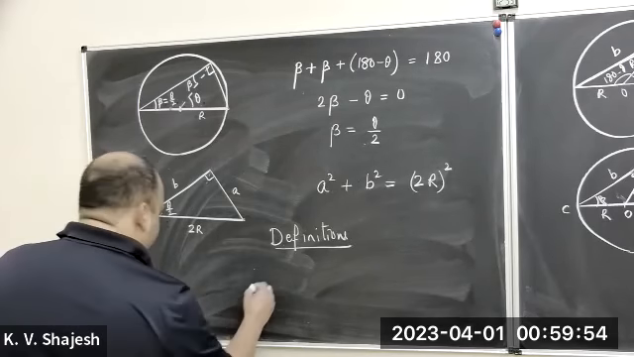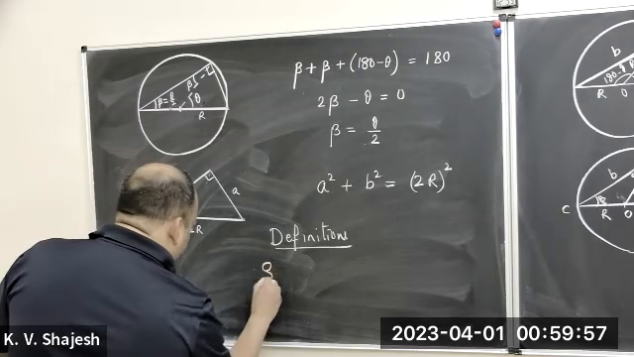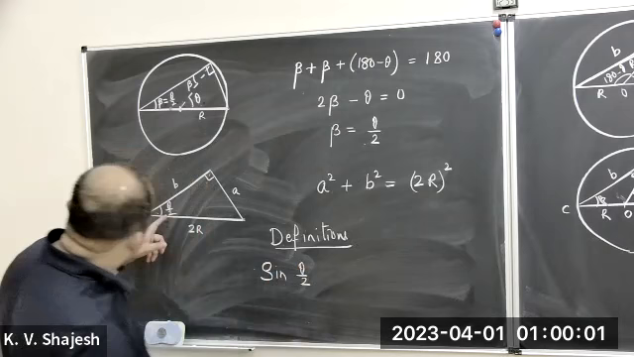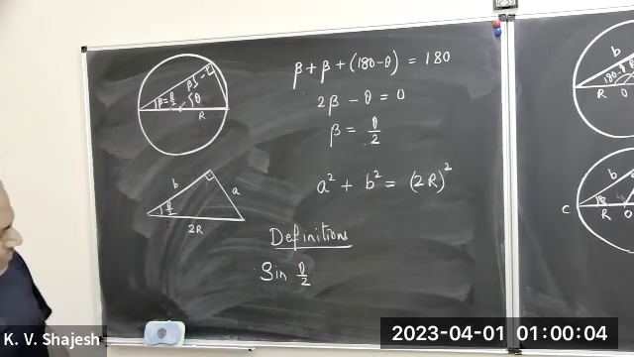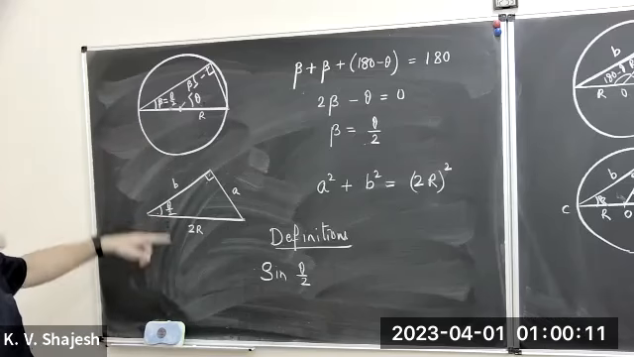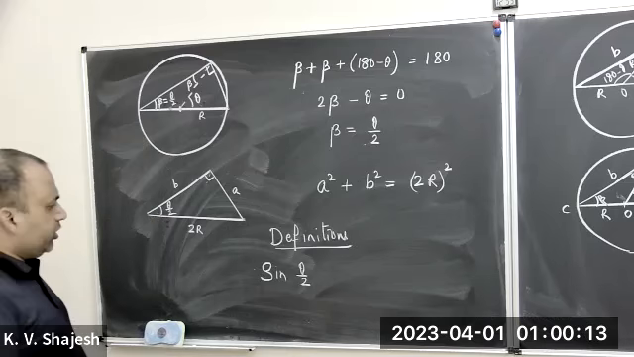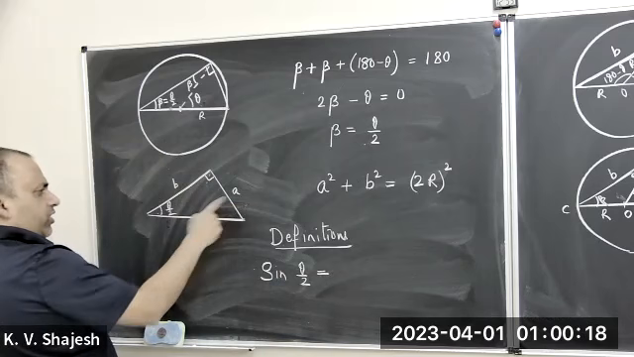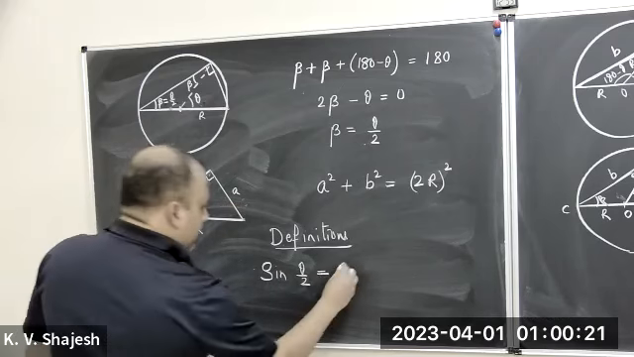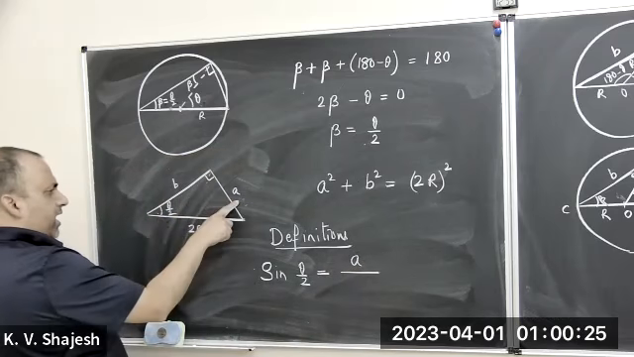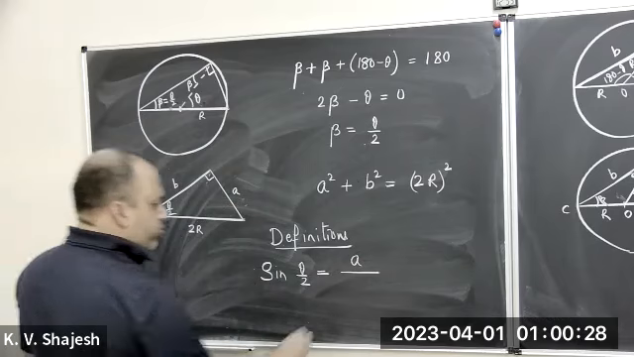So the definitions will be sine of theta over 2. So this is the angle theta over 2. That's how we are defining. But later on, we will redefine this to be angle theta itself. But for now, the way I have developed it, this is for angle theta over 2. That's equal to the side opposite to that angle, that's A, divided by the hypotenuse, that's 2R.